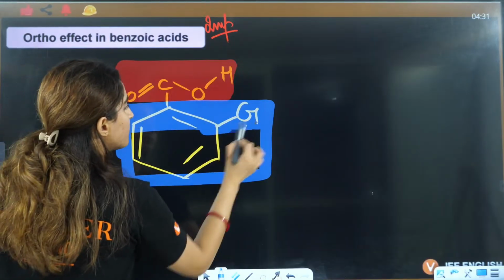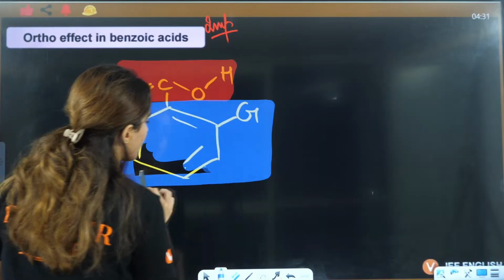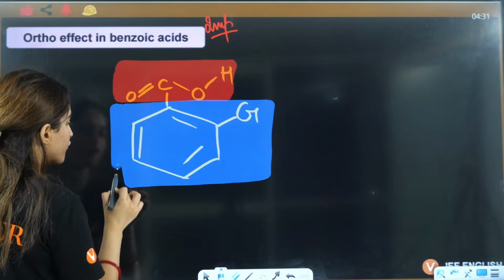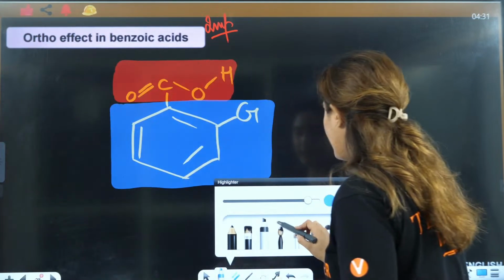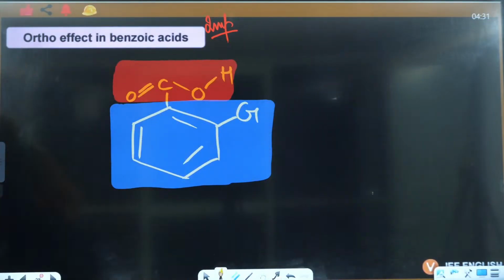Firstly, tell me, is the plane concept clear to you? Why does the ortho effect exist? Because of the shifting of this plane here. Because the plane is switched here. Tell me everybody if that is clear. Irrespective of the group, yes, the ortho effect will be obeyed irrespective of the group.